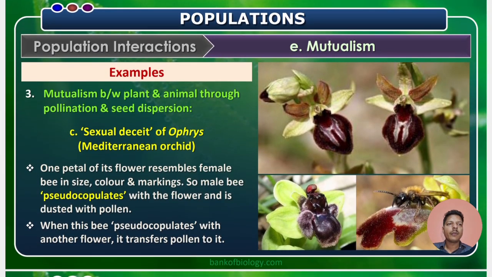Another is sexual deceit, or Ophrys, that is Mediterranean orchids. One petal of its flower resembles a female bee in size, color and marking. Here you can see one petal resembles the female bee in size, color and marking. So the male bee pseudocopulates with the flower and is dusted with pollen. When this bee pseudocopulates with another flower, it transfers pollen to it. It is called sexual deceit.